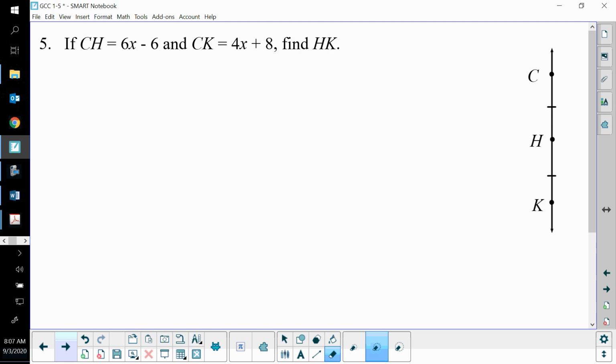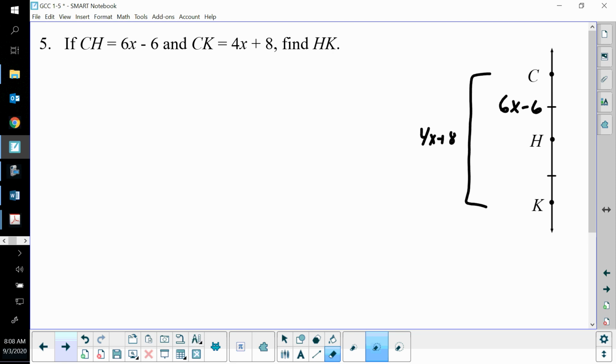Moving to the top of page 24, we've got our picture over on the right there. When you see this picture, you want to recognize those markings, and that's telling us that CH and HK are the same length, meaning H must be a midpoint. So they give us expressions. CH is 6x minus 6. CK is 4x plus 8. And we want to find HK.